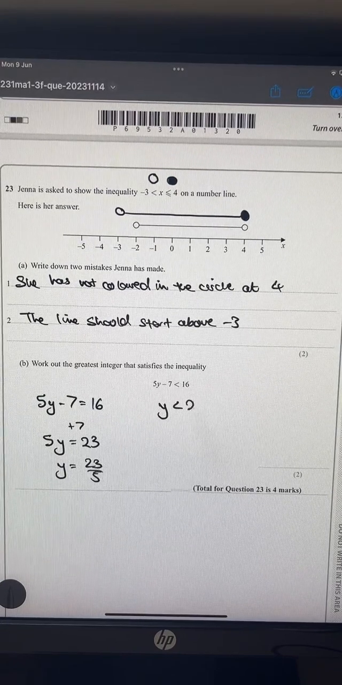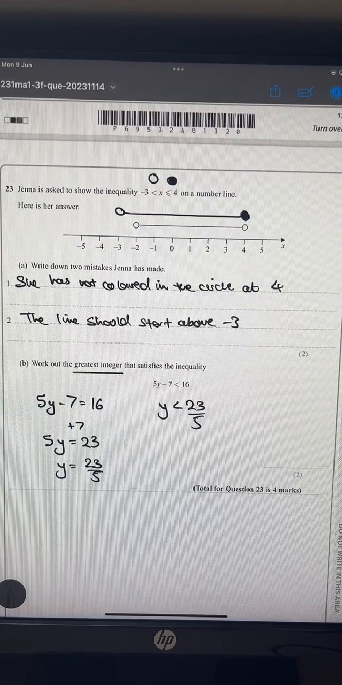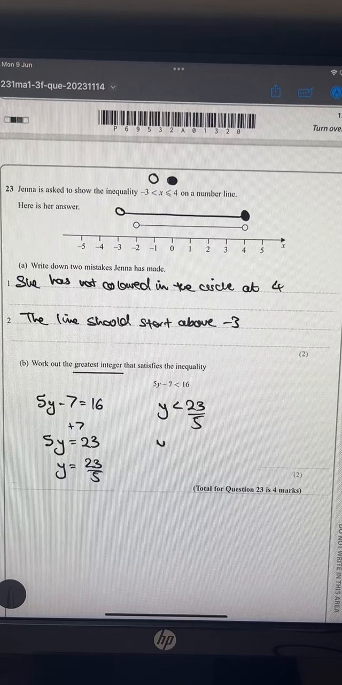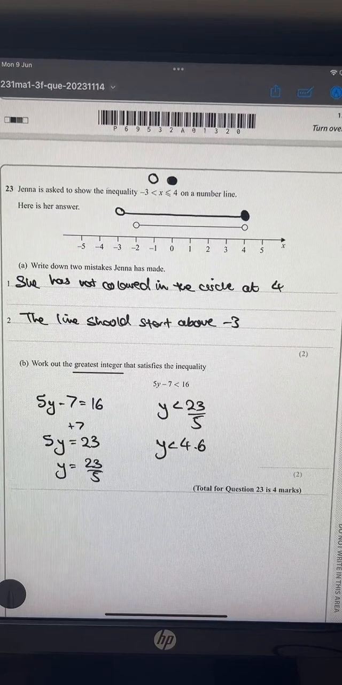So y is less than 23 over 5. Now, this is where I have to be a bit careful. What is the question asking me? The greatest integer. So what is 23 over 5 as a decimal? That means y has got to be less than 4.6. Well, what's the integer that comes right before that? 4. So what is the greatest integer that satisfies this? 4. That's how you would do that.